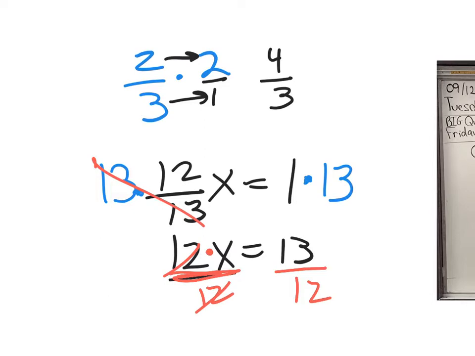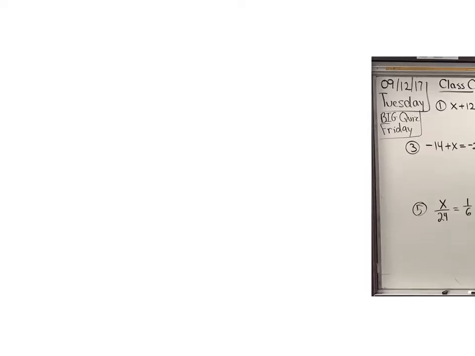Now, a lot of people get freaked out right here. They say, oh, 13 over 12, I can't divide 13 over 12. You're right. You can't do it. So you just leave it. That's your answer. It's a fraction. The answer is x equals 13 over 12. Or you could write it as a mixed fraction, 1 and 1/12. But I'll accept the improper fraction, 13 over 12. Okay, so that's probably as hard as it gets on the class opener. Let's jump to the class opener.